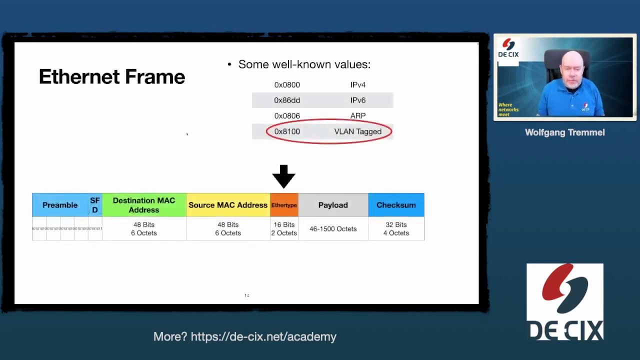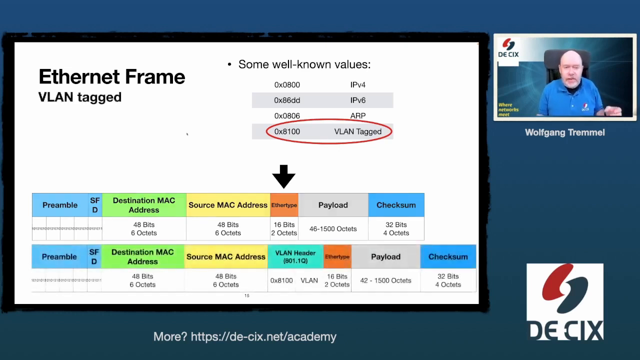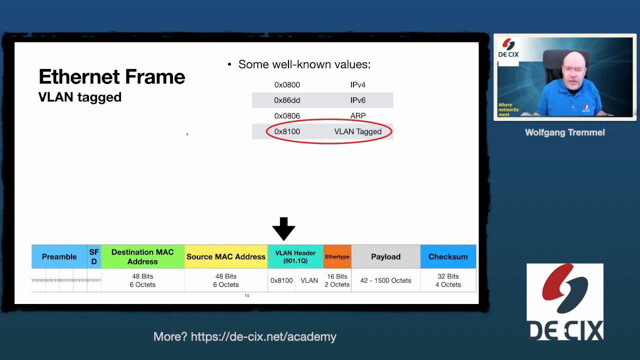Remember the Ethernet frame? It has a source MAC address, a destination MAC address, and also has this Ether type field. Now, let's make the frame a little bit bigger. Before the Ether type field, we are inserting the so-called VLAN header. And the VLAN header identifies different virtual LANs on one physical Ethernet segment.